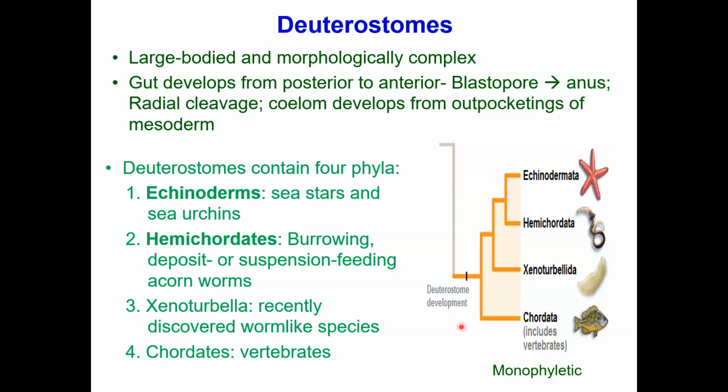Deuterostomes contain four phyla: echinoderms. You see them over here, which include starfish, sea urchins, and sea cucumbers. It's a really cool group of animals. Hemichordates, these guys are also known as acorn worms. They have a burrowing, deposit feeding or suspension feeding mode of life. Largely aquatic animals.